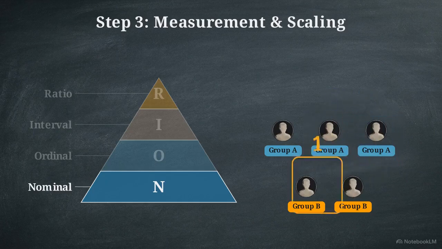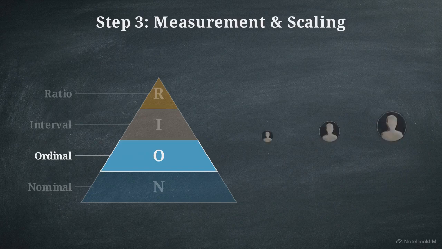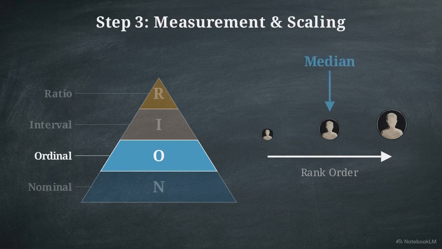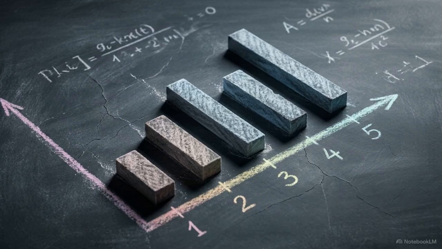At the base is the nominal scale. These are pure labels, where the only valid operation is counting the frequency of each category. The ordinal scale introduces rank order. It measures relative magnitude, enabling the calculation of the median and the mode. For example, look at question 117. Even a subjective opinion about the relative beauty of two people is treated as ordinal data because it forces a ranked comparison. The interval scale provides equal distances between each point, but lacks a true starting point.